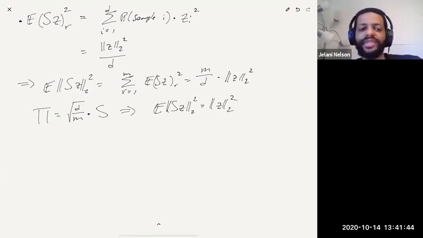So that's great, right? This is really fast. I mean, how long does it take me to sample m entries? It takes me about m time, okay? So this is like an O of m time algorithm to do the embedding. And it's giving us what we want in expectation.